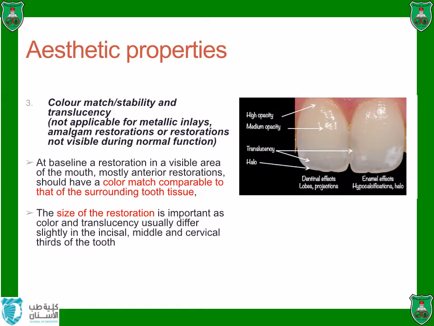So if the restoration that you're placing is very large, you might need to use a different shade for the different areas of the restoration. As you remember when we did class 4 in the lab, if the restoration is very large, it was difficult to have a good match if you use the same color of composite. So you need to use different colors of composite in large composite restorations.